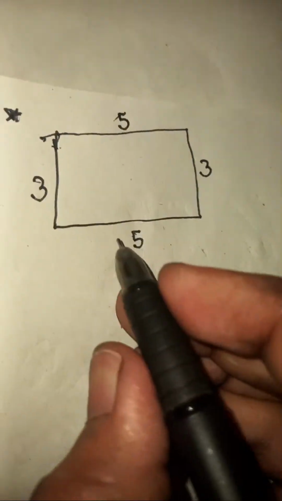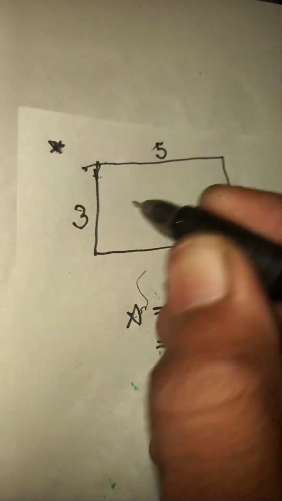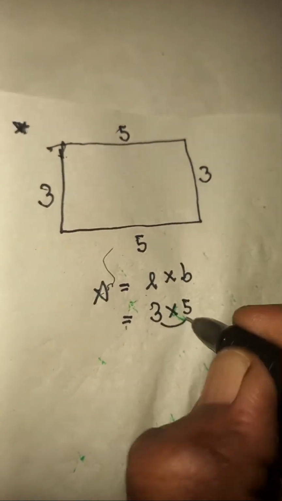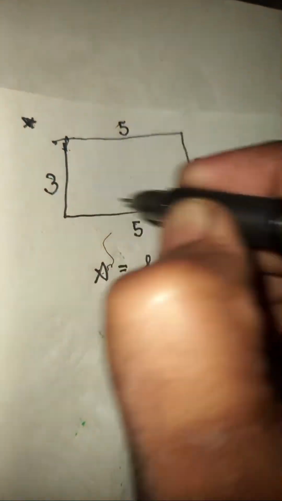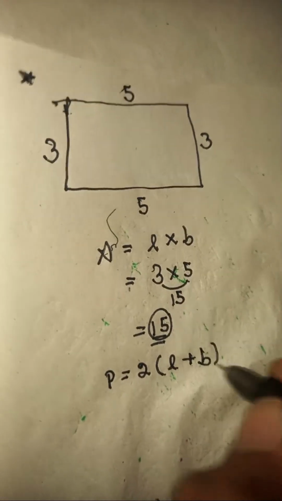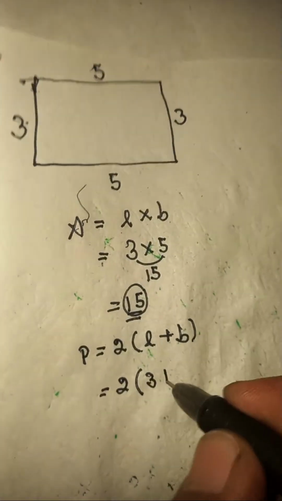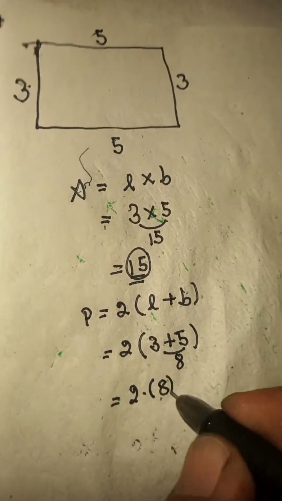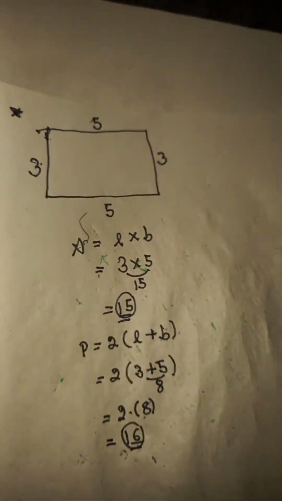Now let's find out the area. Area of a rectangle is length times breadth. That means here 3 is the length and 5 is the breadth. That is going to become 3 times 5, which is 15 square units, the area of this rectangle. The perimeter of a rectangle is 2 times length plus breadth. That means 2 times, you must add the length and breadth, that is 3 plus 5. 3 plus 5 when you add becomes 8, that is 2 times 8. You need to multiply 2 times 8, it becomes 16 units.